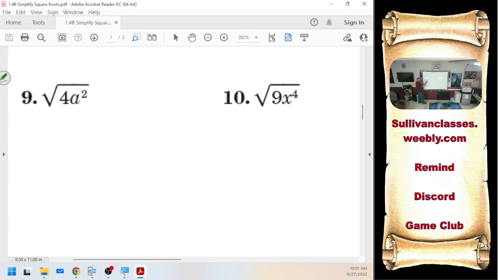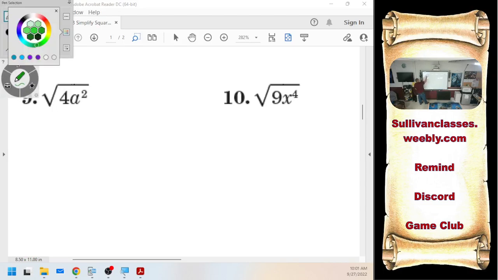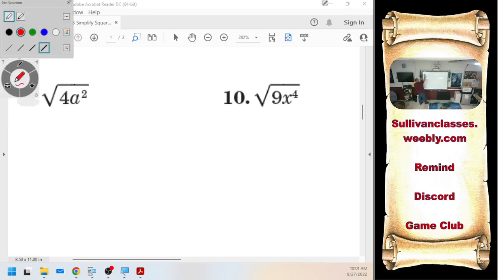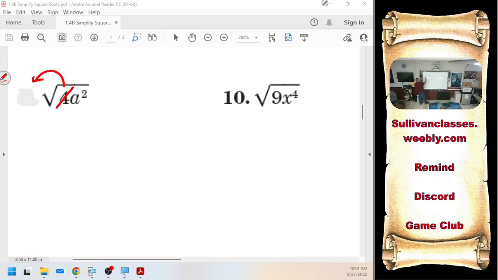What's the square root of 4? I'm going to write it here just so I can write on this side. If the square root of 4 is 2, bring a 2 out. What's the square root of a squared? Just a. So who's left in radical jail? No one. The answer is just 2a.